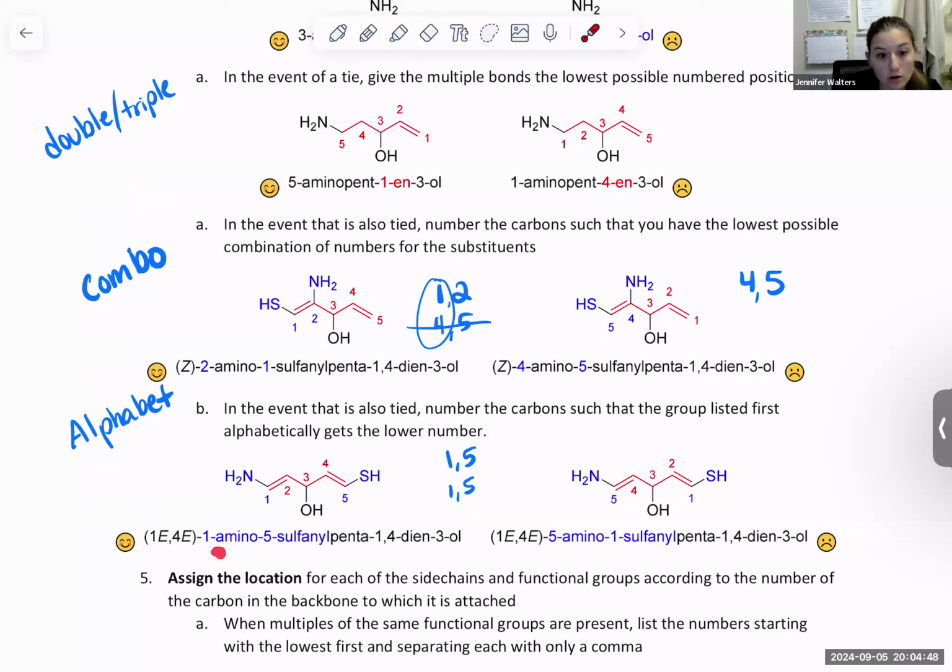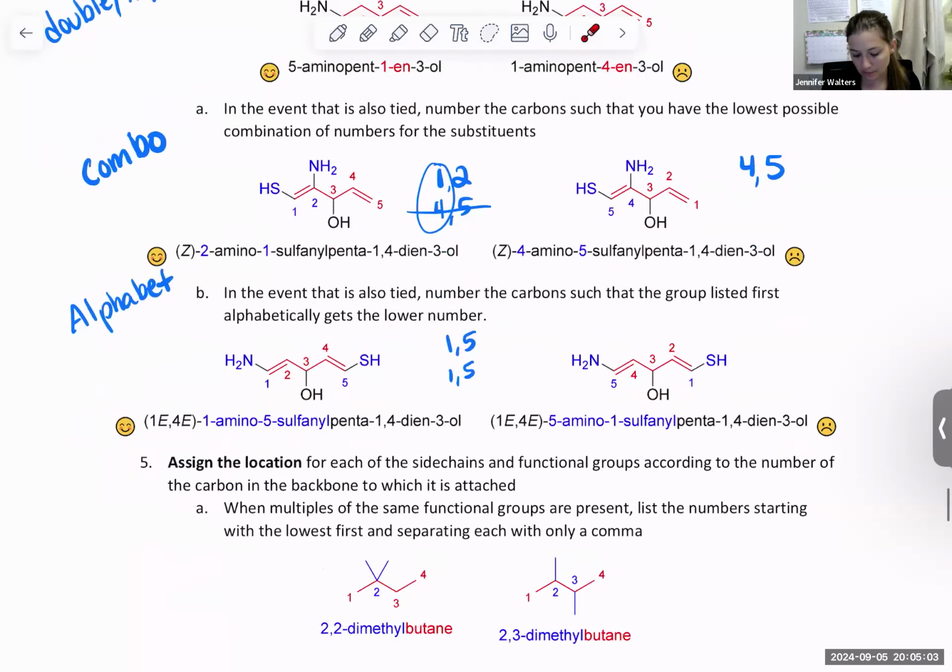The A of amino comes before the S of the sulfonyl. It's important to note that it's not based off the name of the functional group. It's based off of how it's named in the IUPAC nomenclature. So it is the S of sulfonyl, not a T of thiol. So A comes before S, so that is the name.